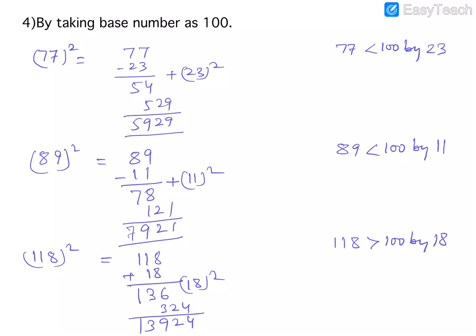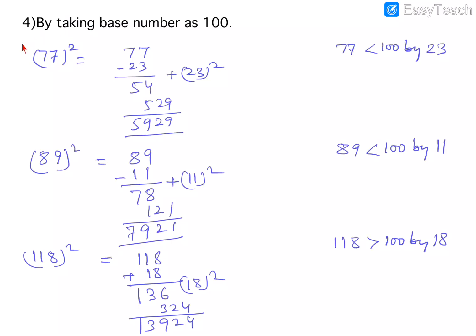Another way to find the square of a number is by taking the base number as 100. If the number is near 100, how we calculate it using base 100 is explained here.